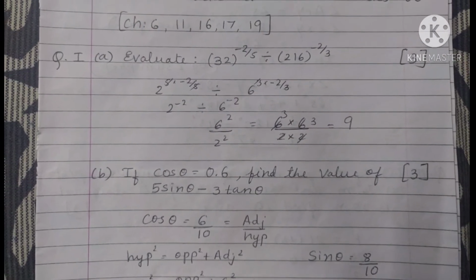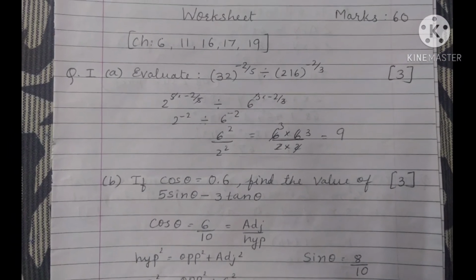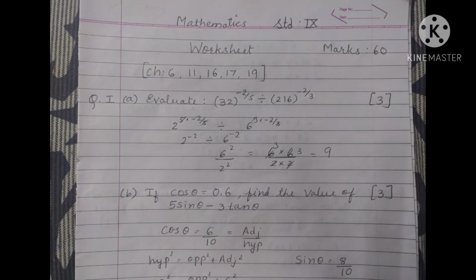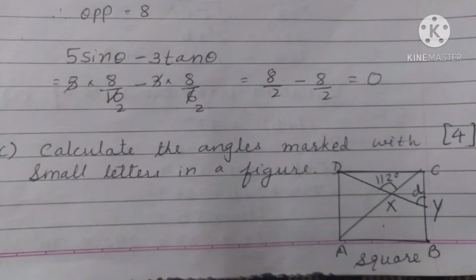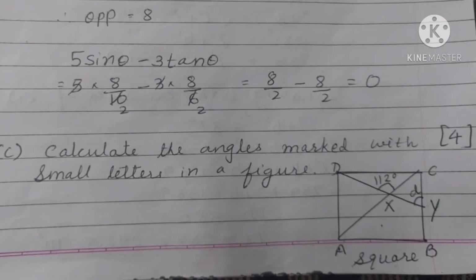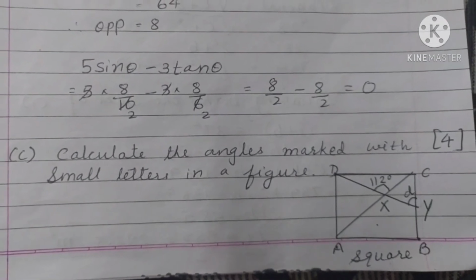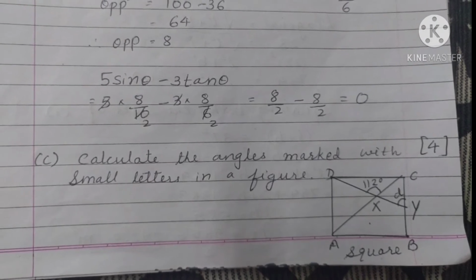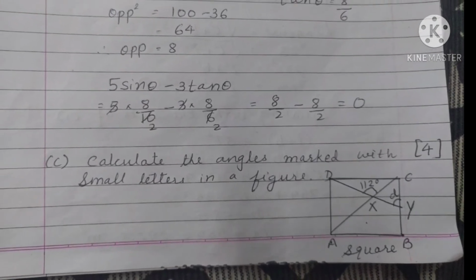Like this we get our answer, with the values we have put there. So we get sin theta as 8 by 10. We get opposite as 8, and so placing the values in 5 sin theta minus 3 tan theta: 5 multiply 8 by 10 minus 3 multiply 8 by 6, which is 5 2s and 3 2s 6. We cut, so 8 by 2 minus 8 by 2 becomes 0.